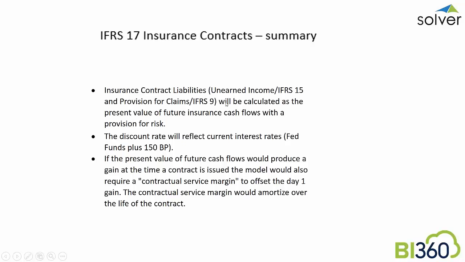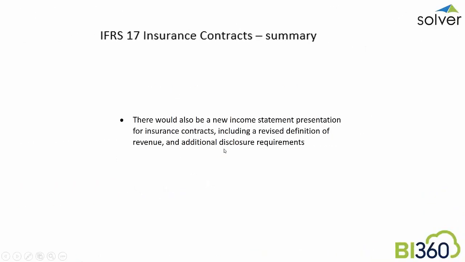And that's essentially what 15 and 9 are all about anyways: unearned income and recognizing it over time, setting up a provision for claims up front, and then paying those claims over time against that provision. With all these changes, if you didn't have 9 in place, if you didn't have 15 in place, you're going to have a big shock to the income statement. So obviously we need to isolate the impact of IFRS 17 on the income statement, the balance sheet, retained earnings, basically our financials. So we're going to cover that as well.